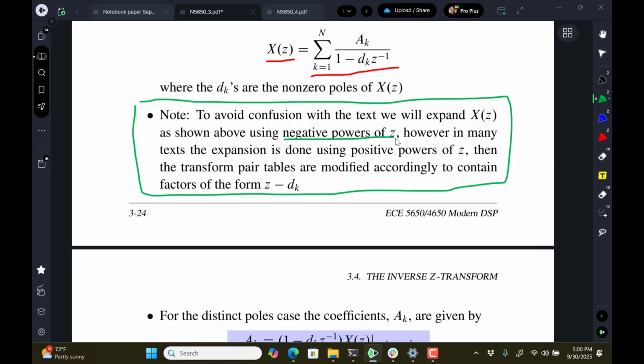I don't know what you did for, say, 3205. I honestly don't know. Originally, they were using a book that was developed by at least somebody from Georgia Tech, which meant they were connected with this book. So they always use negative powers of z. But if they switched, it could be confusing.